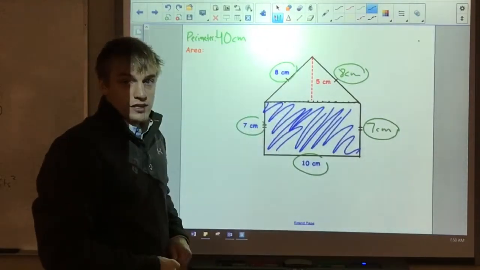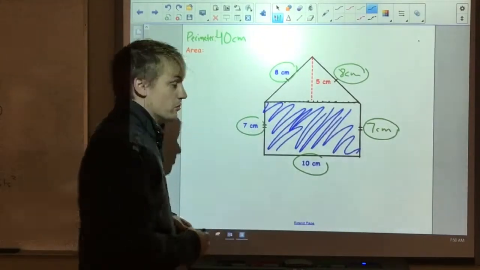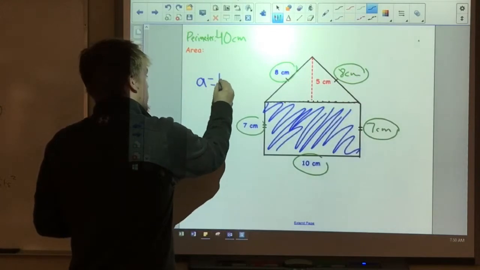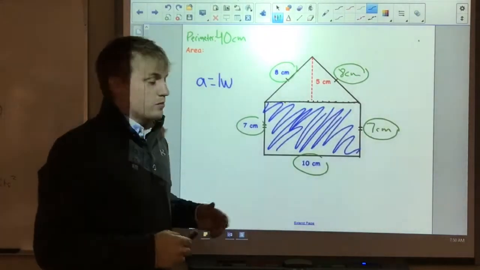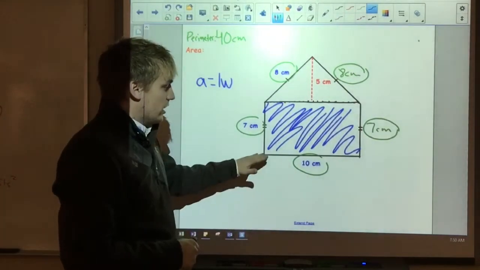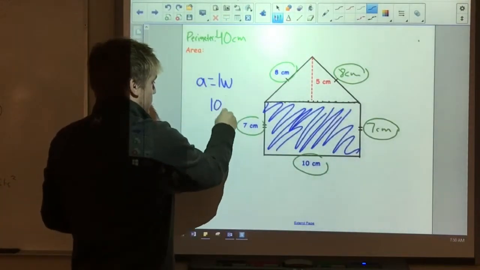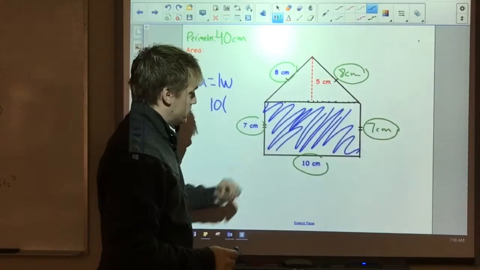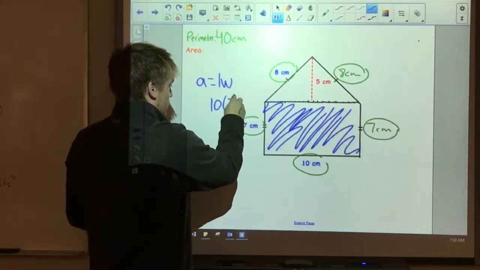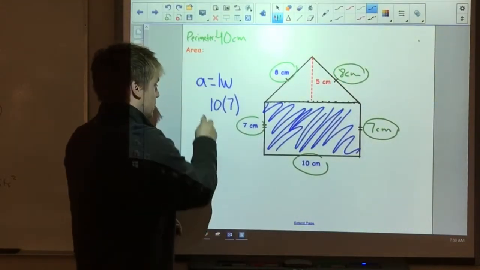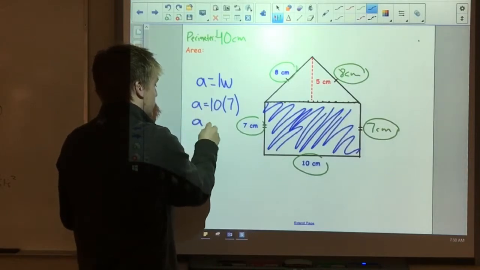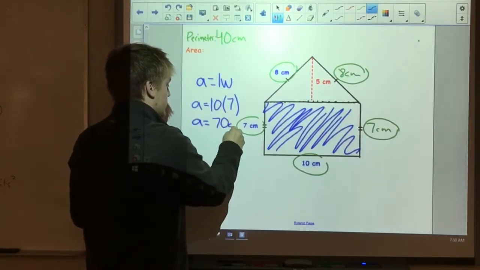So the formula for a rectangle, if you don't know, look in your formulas page, but area equals length times width, or area equals base times height. I'm going to use length times width. Our length, in this case, is 10, and our width is 7 centimeters. So we multiply that together, and we get 70 centimeters.